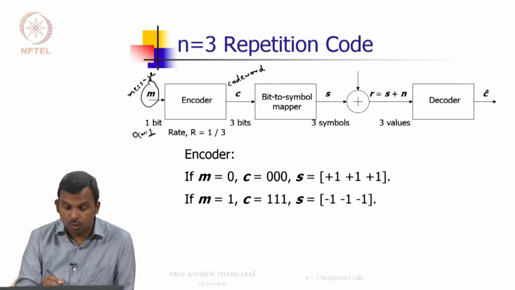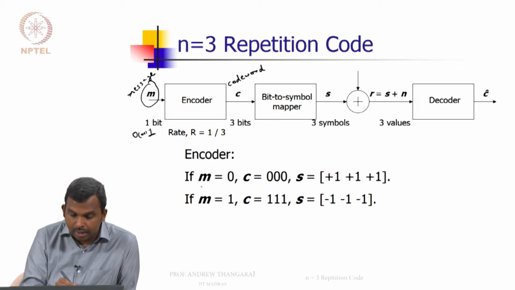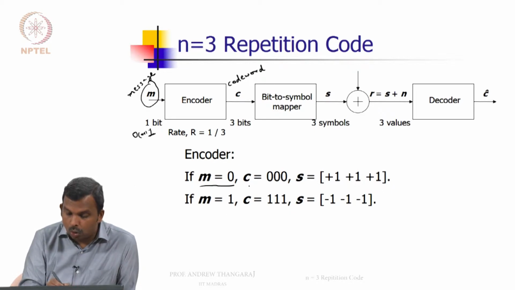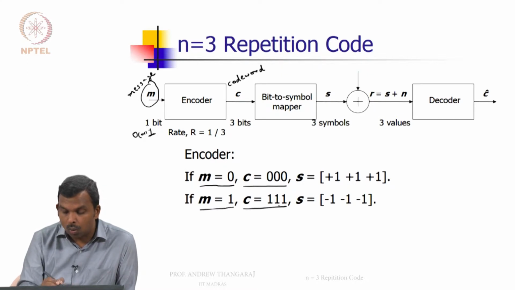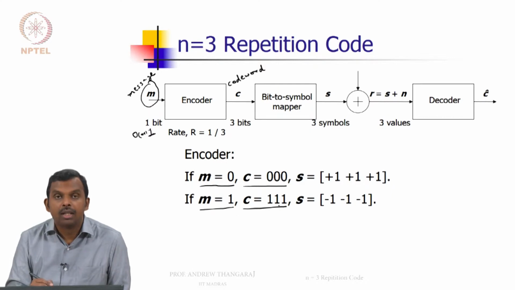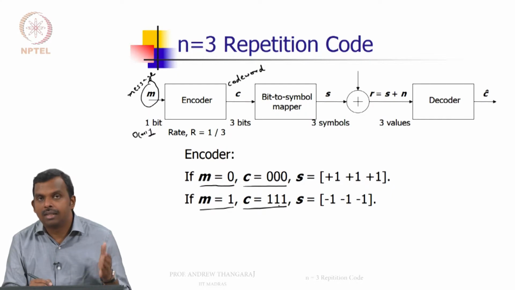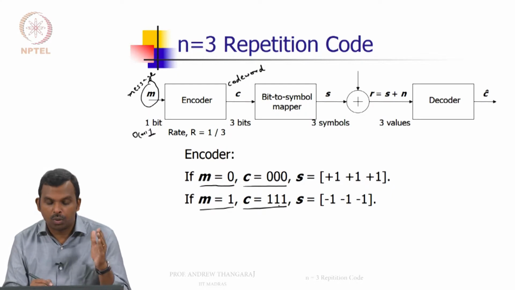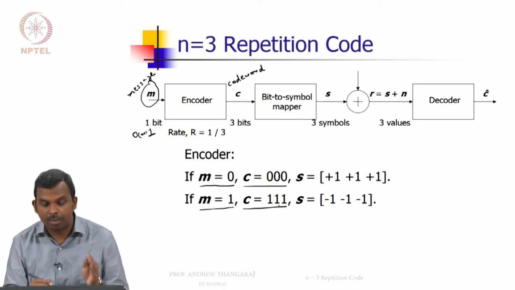So how am I going to do the encoding? This is how the encoder works. If the message is 0, the code word is 000. If the message is 1, the code word is 111. So you can see why it's called the repetition code and why it's called the n=3 repetition code. Every bit that comes in is repeated 3 times. If it is 0, you repeat 000. If it's 1, you repeat 111.